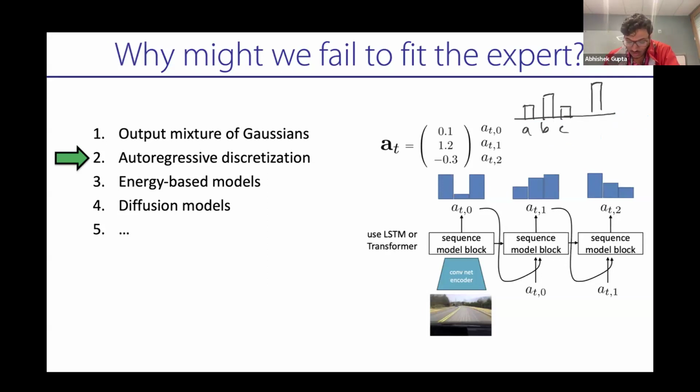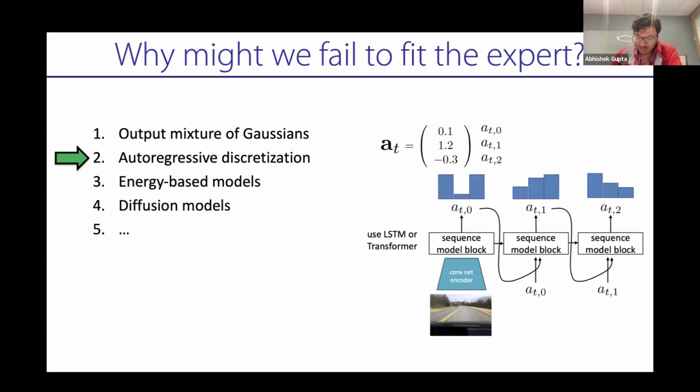And so the reason classification doesn't struggle with this, right, is because classification is naturally a categorical problem. You're choosing: is it a cat or a dog or a bird or a plane, right? And in those settings, it's easy to be multimodal. And so what autoregressive discretization does is it tries to scale up categorical distributions so you can capture their multimodality.